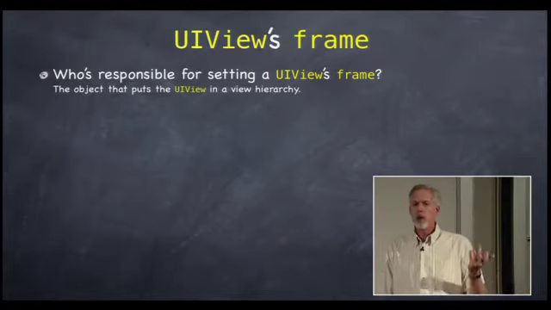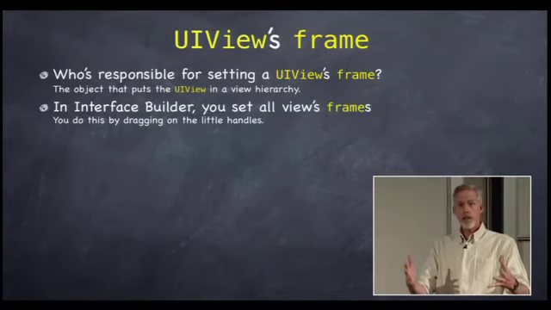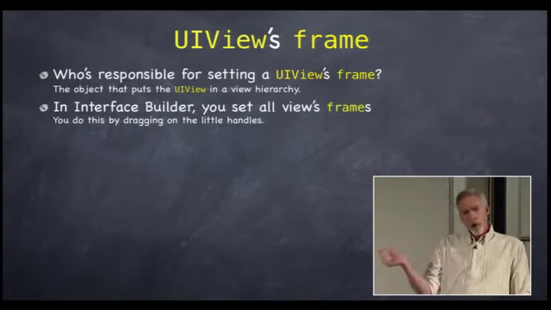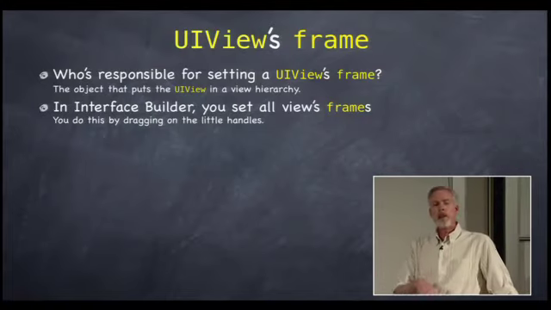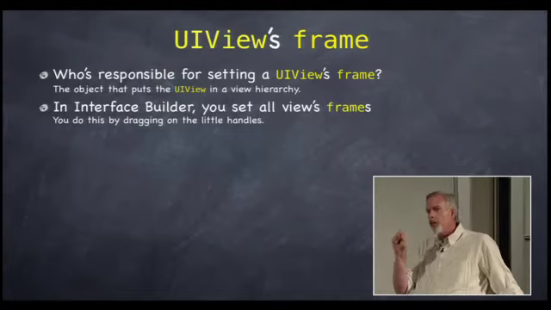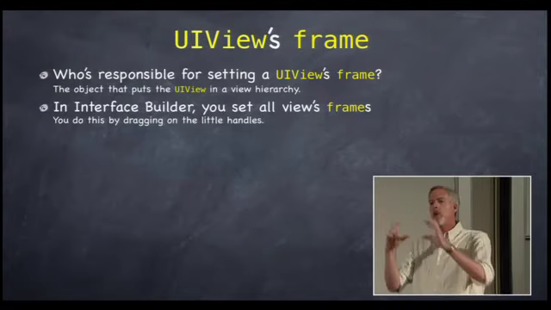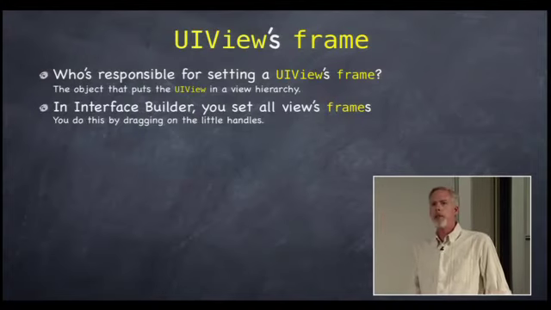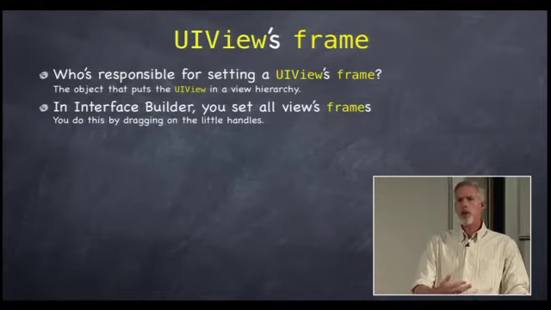So let's talk about who are some of the objects that put things in view hierarchies. Well, one of the big ones, Interface Builder. You're putting views in the view hierarchy all the time. You're dragging them out, UI labels and UI buttons and all, custom views and everything, you're dragging them out. And when you grab the little handles and stretch them out, and move them around, use the guide bars to put them where you want, you're setting the frame in Interface Builder. Okay? So Interface Builder is doing its job. Okay? It's the one putting it in a view hierarchy, and it's also letting you set the frame.